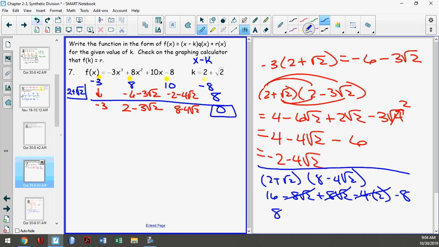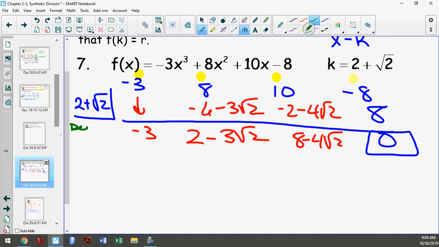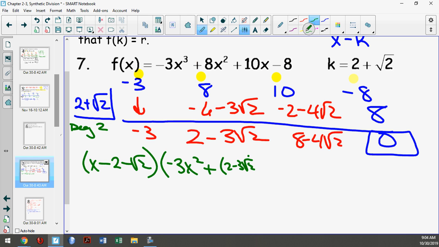So how do I write this in its factored form whenever I have something that is that ugly? Well, the way you're going to do that is you're simply going to have parentheses around each one of those. So what you're going to write, what degree does this turn into? Degree 2. So I'm going to go ahead and have x minus 2 minus the square roots of 2. Do you see that? I'm bringing the 2 and the square root of 2 on the same side as the x. Negative 3x squared plus 2 minus 3 square roots of 2 times x plus 8 minus 4 square roots of 2. You see how I write that?